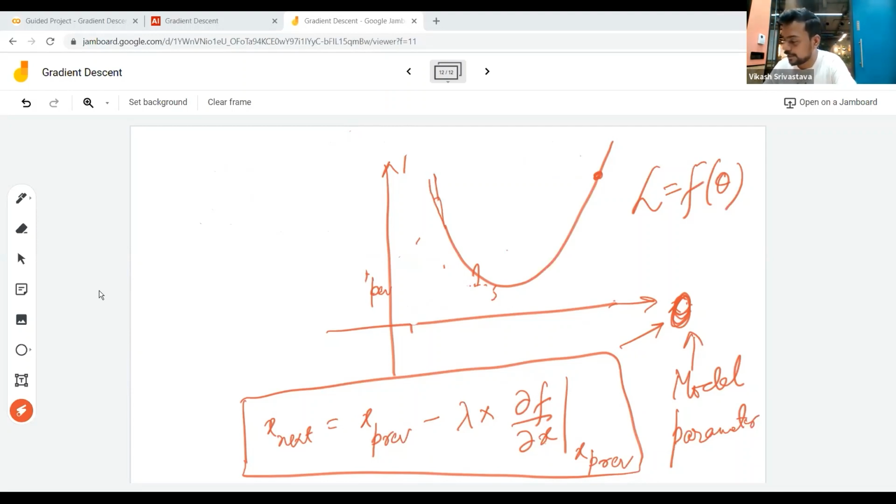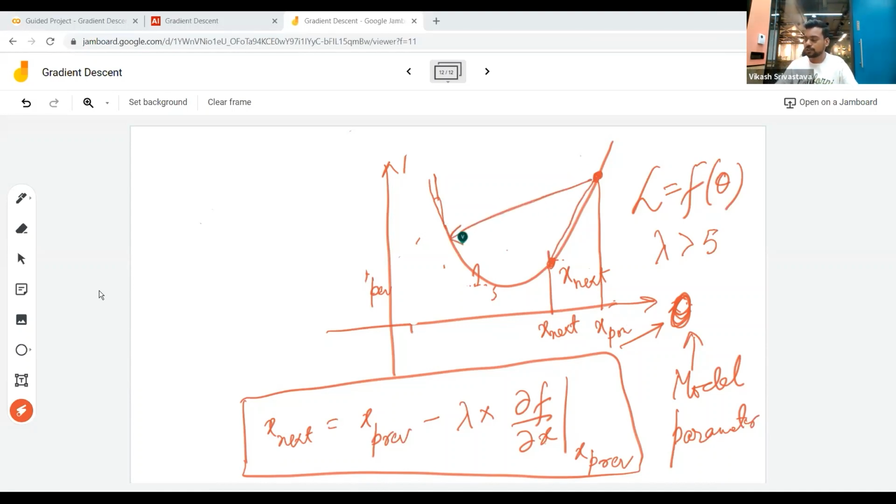Let's say we start here and our lambda is very high, say greater than 5, which is quite high. What will happen in cases of a large learning rate? Let's say this was the ideal x next that we could have come up with, so this was x prev and this was your x next. But in cases where your lambda is high, rather than jumping to this particular point, you might overshoot your minimum. So you might go to the other side of the minimum.